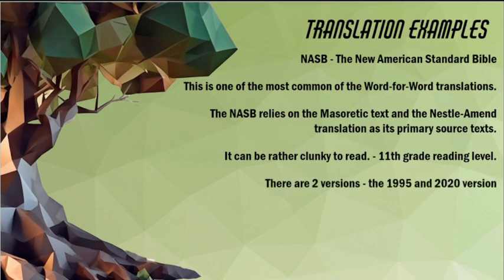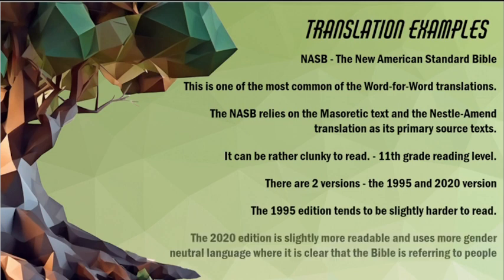Now, there are two different versions. There's a 1995 and a 2020 version. So there's a recent translation of the NASB. The 1995 edition tends to be a little harder to read. The 2020 edition is slightly more readable and it uses more gender-neutral language, but only where it's clear that the Bible is referring to people as a whole.